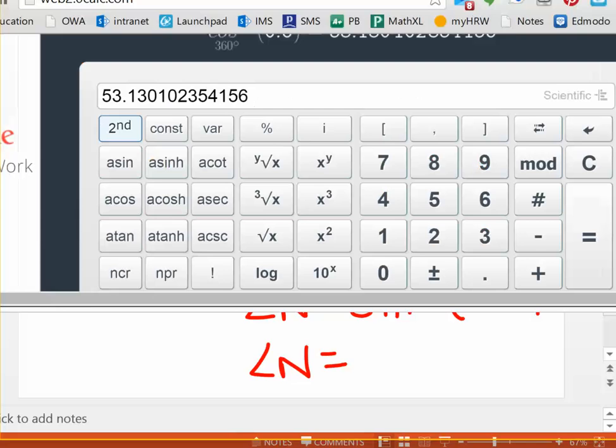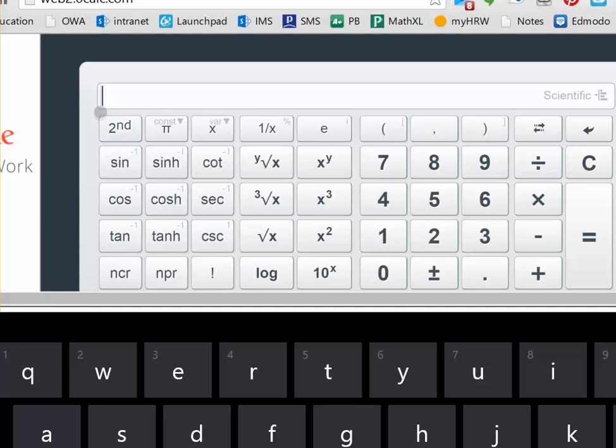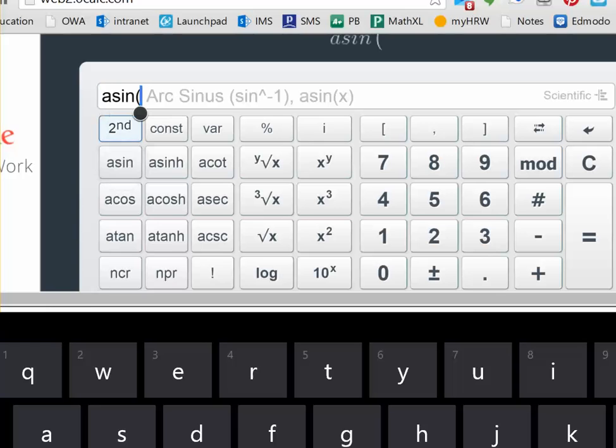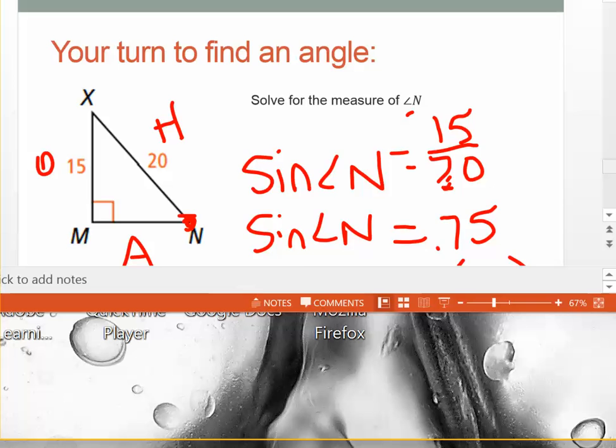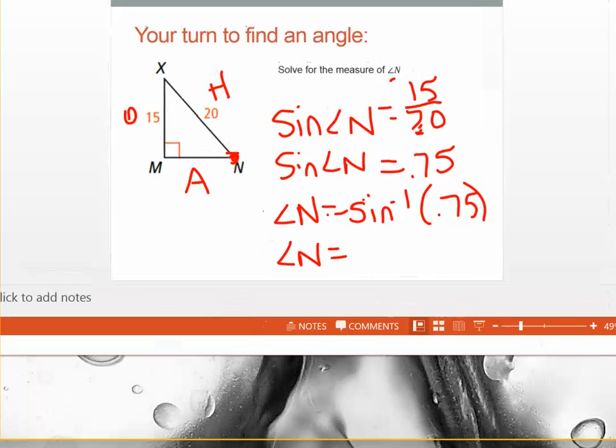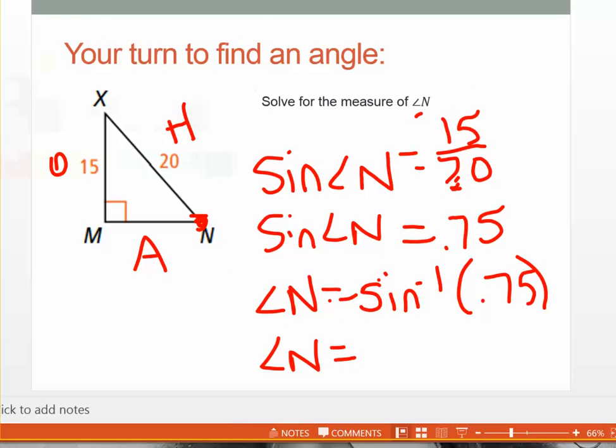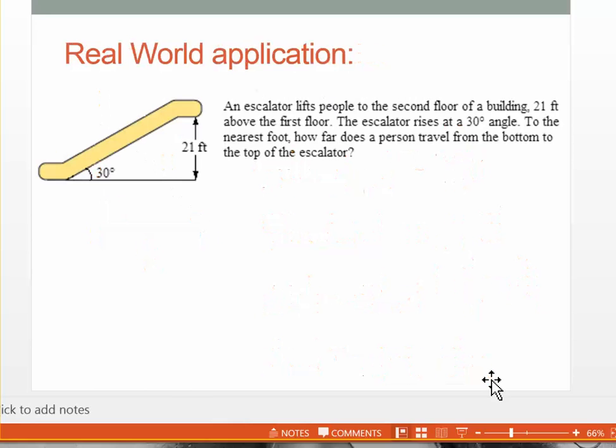So we want to inverse sine 0.75. Okay, clear. We're in degrees. Inverse sine 0.75 equals. Okay, we've got an angle measure of about 48.59. And we are good to go on that problem. 48.59. Okay, the last question is for you to do on your own, and this is a real world application.